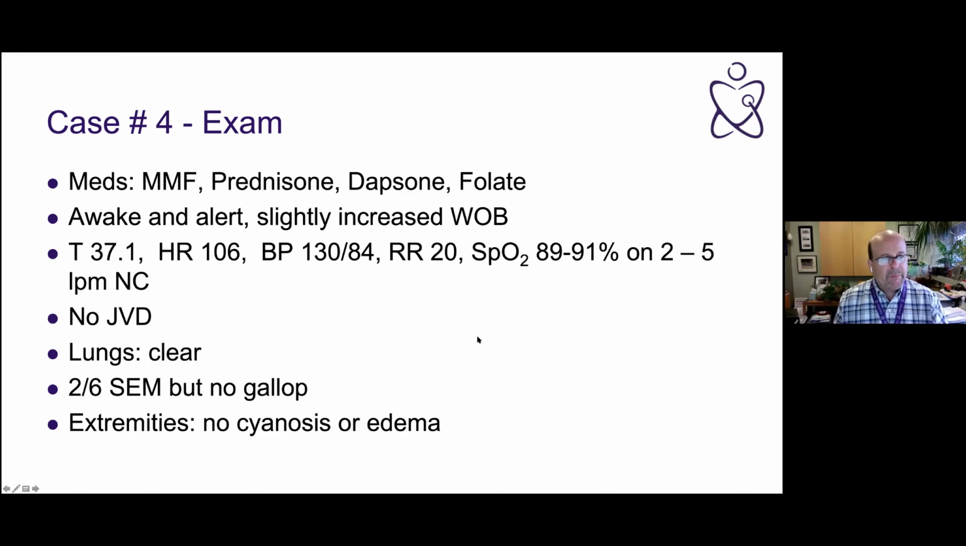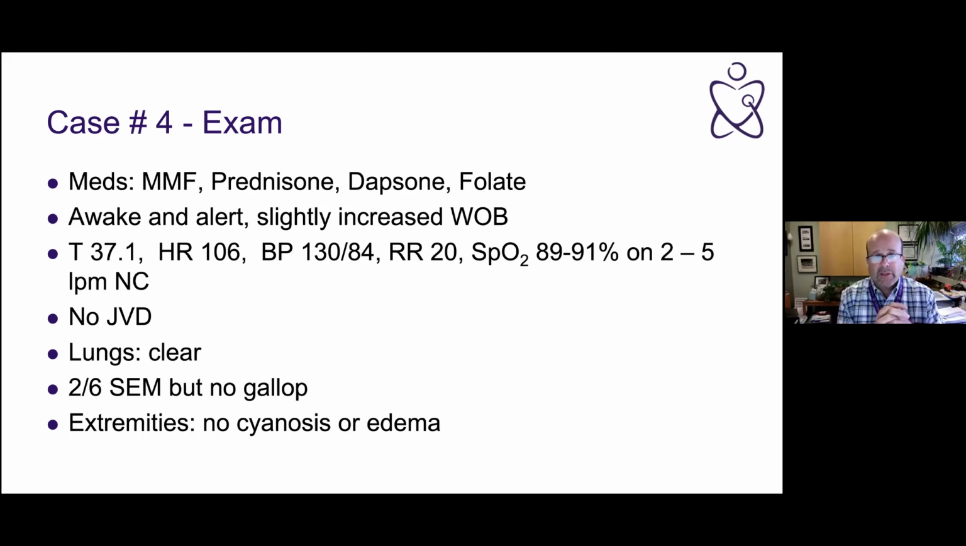So on exam, as you take a history and exam, here are her current meds. She's still on her MMF, prednisone, dapsone, and folate. She's awake and alert, with slightly increased work of breathing. She's afebrile, she's tachycardic, 106. Her blood pressure is normal, 130/84. Respiratory rate is increased at 20.